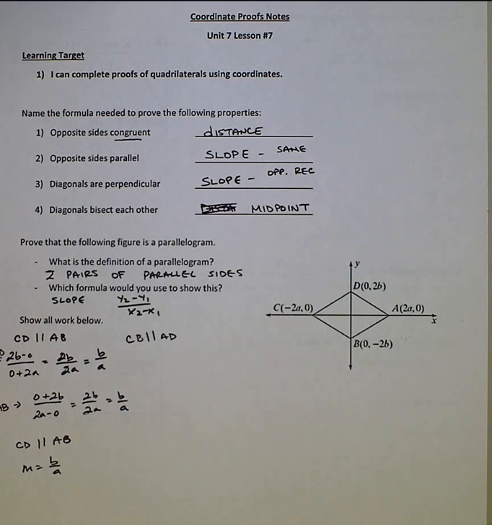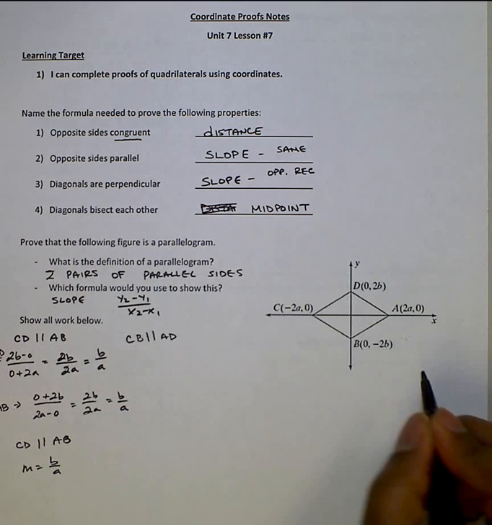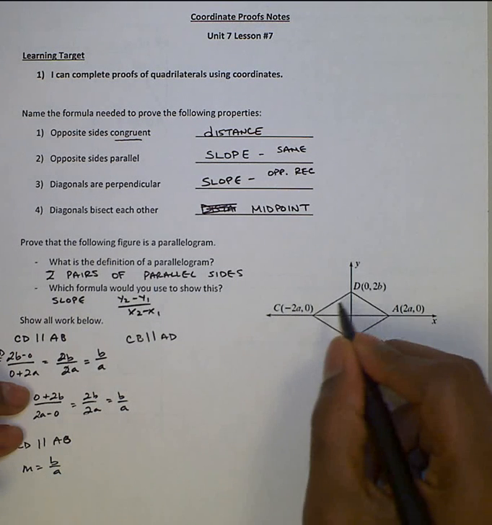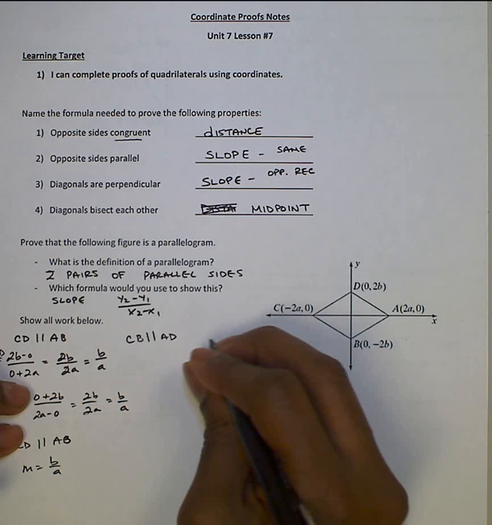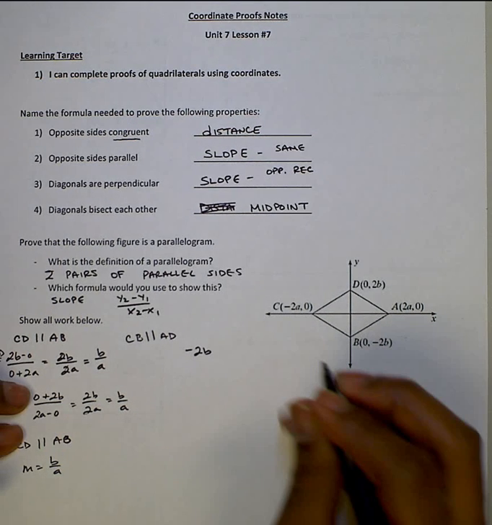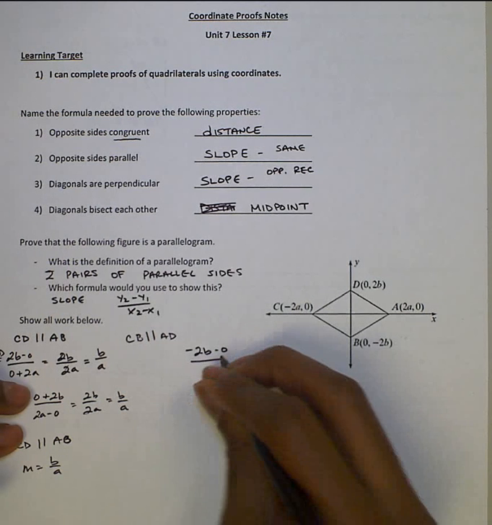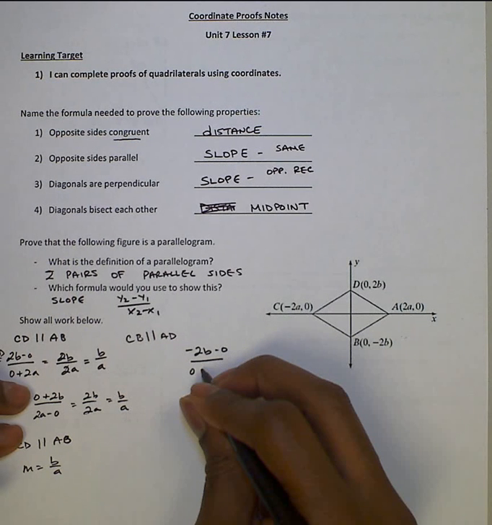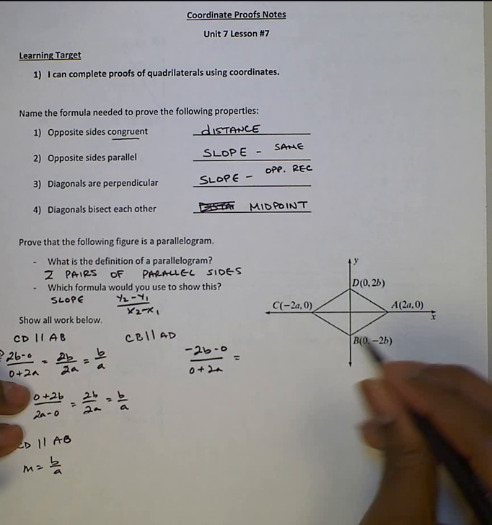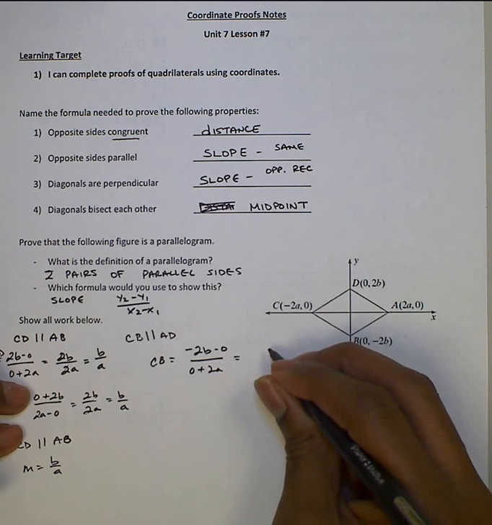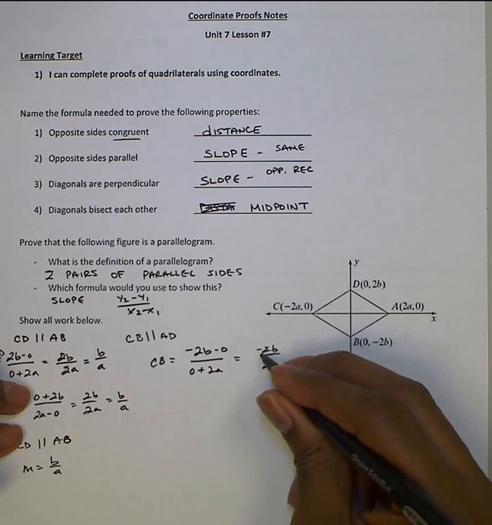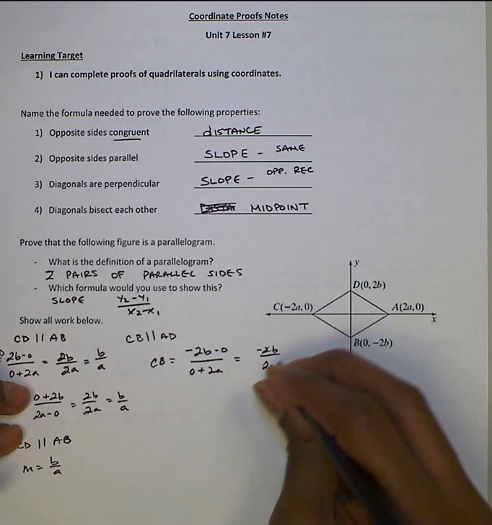Okay, and now I'll have to do the same thing for the other side. So for CB, I can do the same thing, negative 2b minus 0 over 0 minus negative 2a, or plus 2a. And so when I do that, this is for CB, I get negative 2b over 2a. I can simplify that, and that gives me the slope of negative b over a.